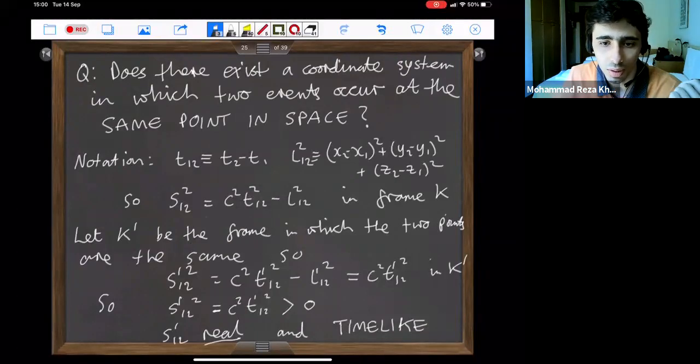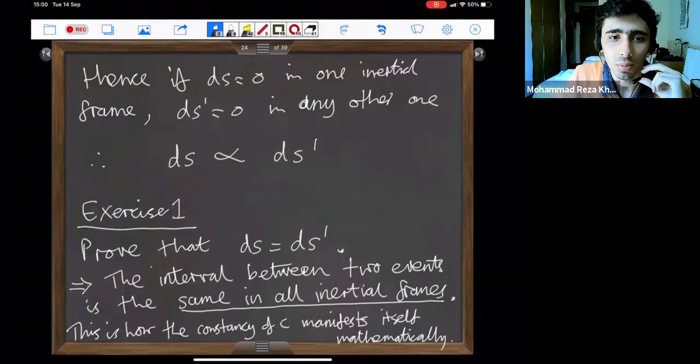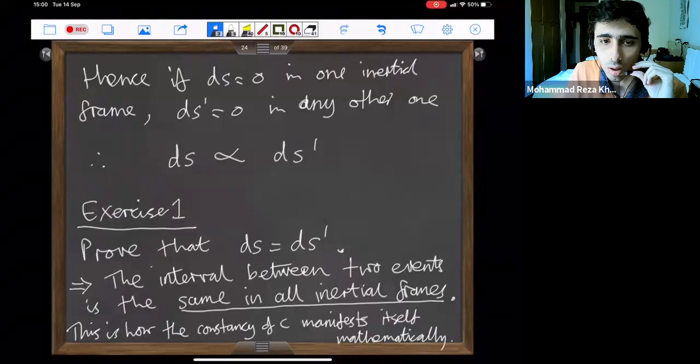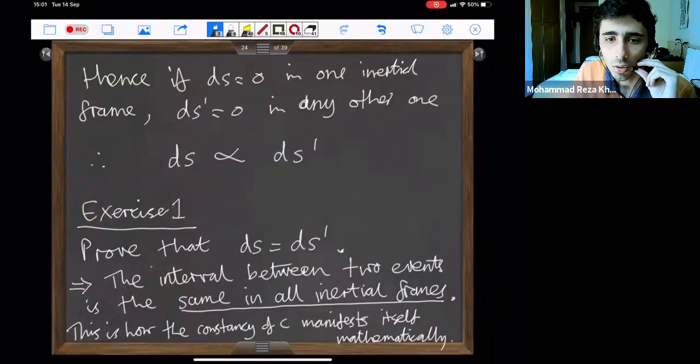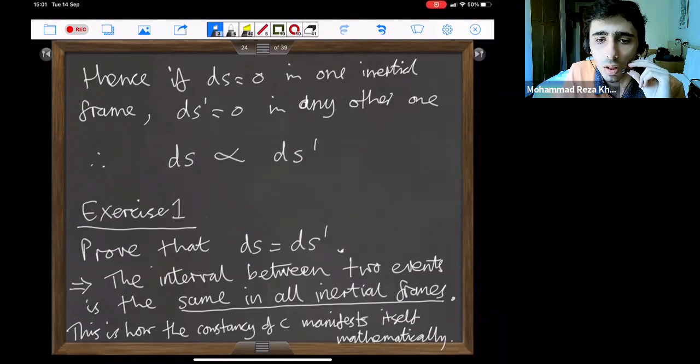Would you go to the page where you write if ds is equal to 0, then ds prime is also equal to 0 in another inertial frame. I didn't understand how this implies that ds is proportional to ds prime, because any transformation that preserves the 0 of ds works also, I think. Any other? For example, if ds prime would be equal to ds times something like a function of x, not a constant of proportionality.